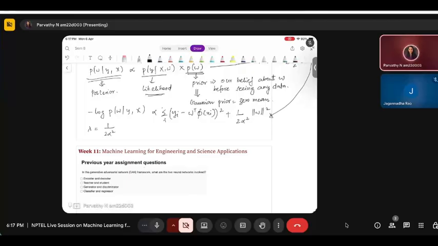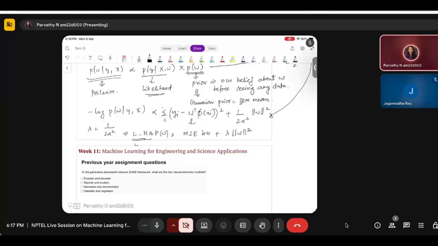Then we get that this L MAP, that is the maximum a posteriori loss, is the mean square error loss plus lambda times norm of W square. So you have to minimize this.